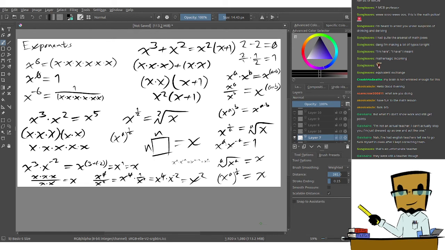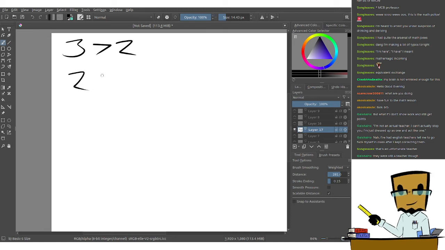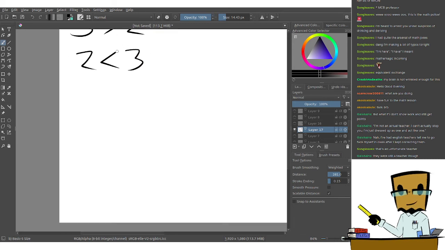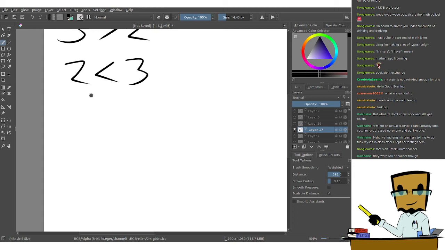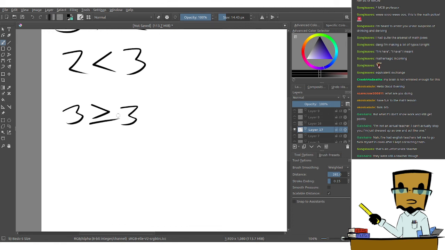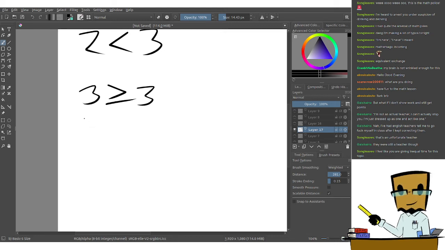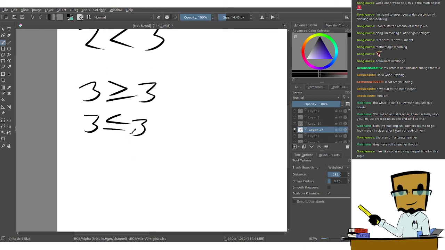Not derivatives. Oh yeah, I've completely skipped over inequalities. I'll teach this just for completion's sake. This means bigger. 3 is bigger than 2. 2 is smaller than 3. If you put an underscore, 3 is larger than or equal to 3, technically. Even unequal to, 3 is also smaller than or equal to 3, I guess.